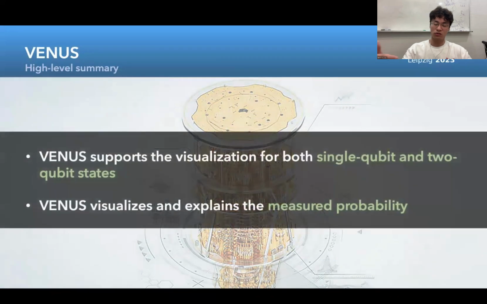So based on these three issues, we propose a VNS, which can support the visualization for single qubit and 2 qubit states. As you can see, compared to the Bloch sphere, we moved a little bit forward to support the 2 qubit states. At the same time, the VNS itself can visualize and explain the measured probability. Later, I want to briefly introduce how it visually explains the measured probability.